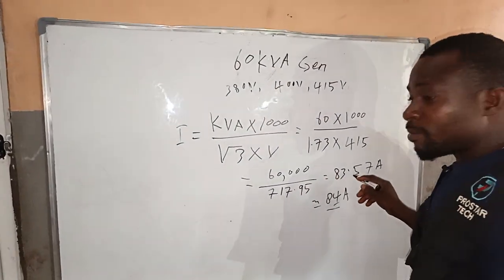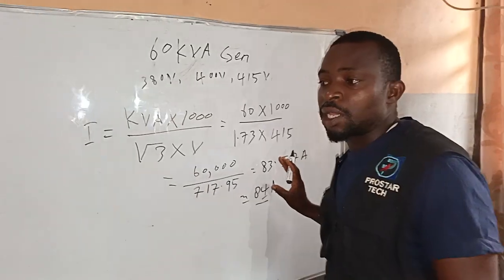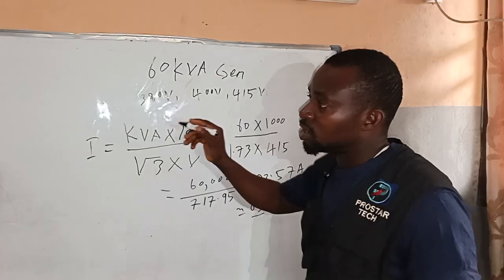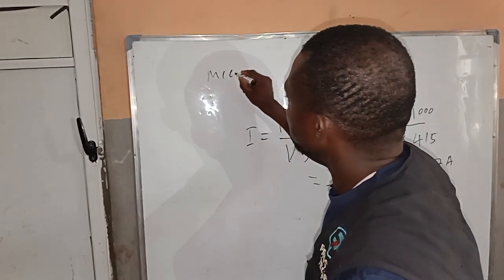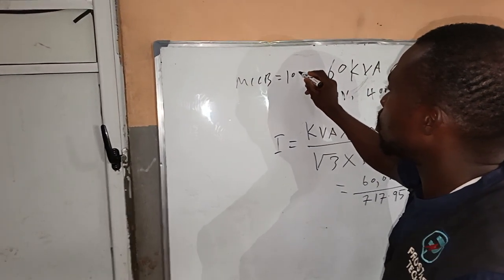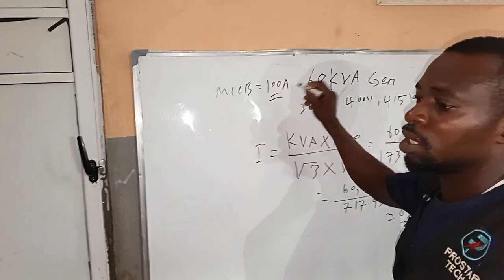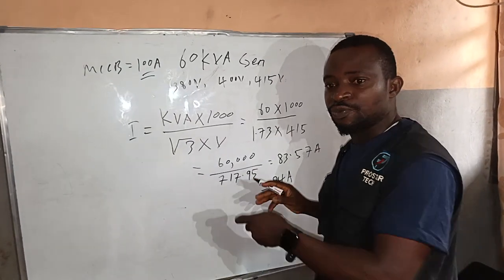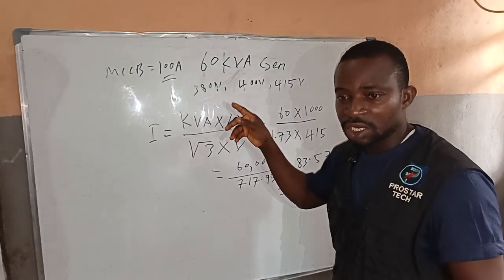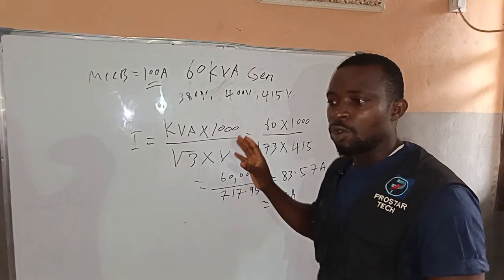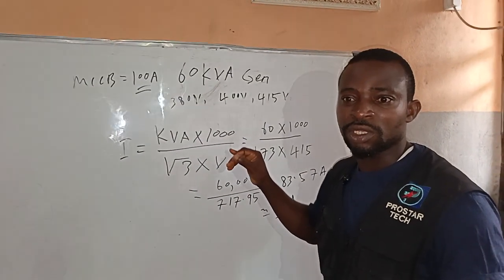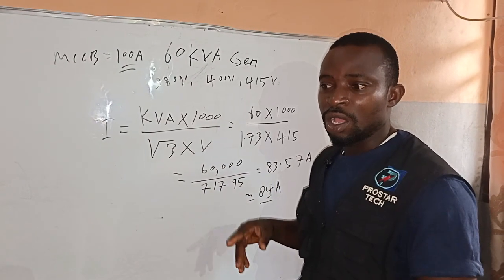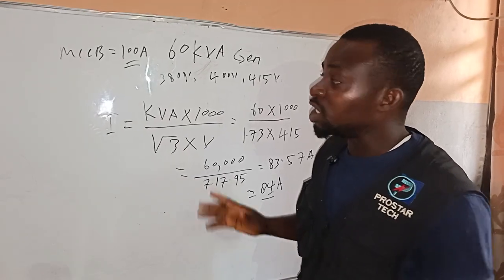So the required breaker that is suitable to power your 60 kVA is an MCCB of 100 amps. If you use 80 amps at full capacity, your generator will be tripping off. Hope this is clear for those of you that asked us to make this calculation. We are doing this video for you so that you will know how to troubleshoot. Check your load. It's very simple.